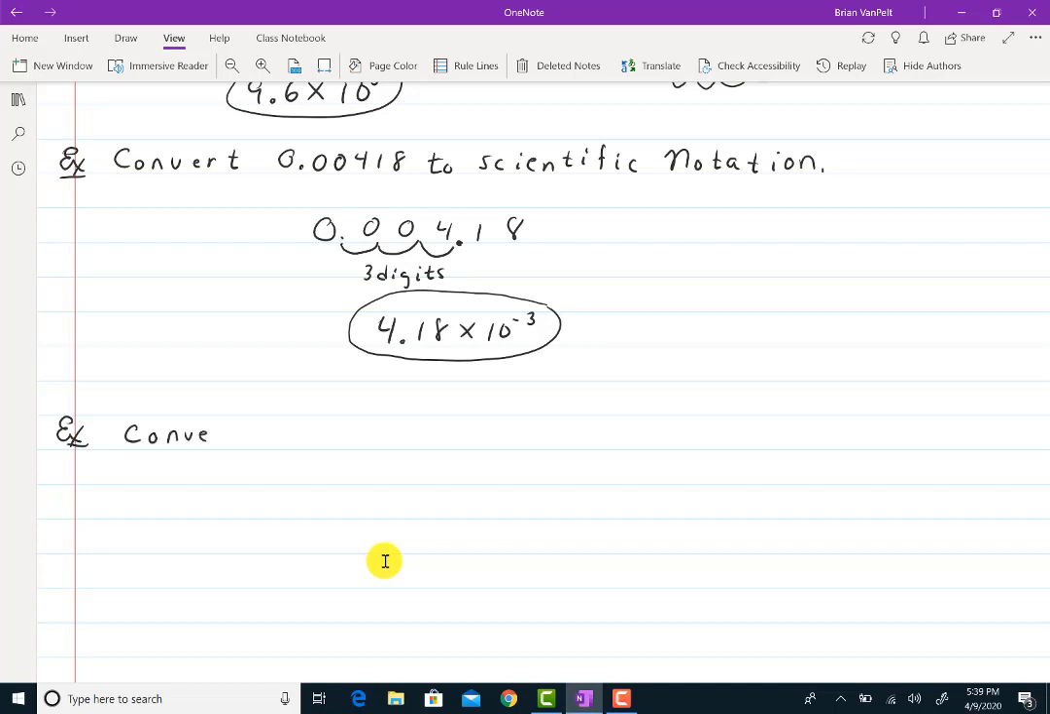Next, let's convert. This time I have a negative number, negative 0 point, and I think I've got a total of 5 zeros. Let's make it 6 zeros. 1, 2, 3, 4, 5, 6, 2, 2 to scientific notation.